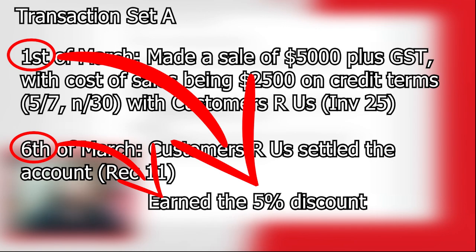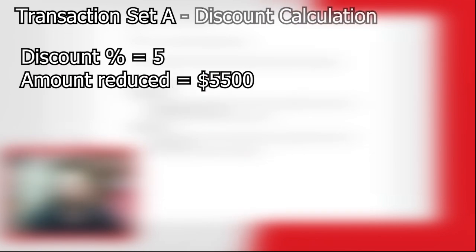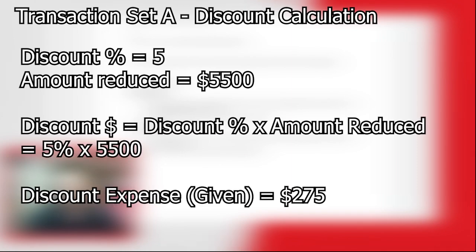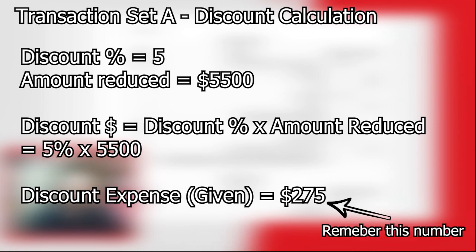So let's calculate the discount first. We plug our numbers in, we go 5% multiplied by 5,500, because that's how much the sale plus GST was. And that gives us $275. That number will be important in a moment. But first, let's do the general journal.